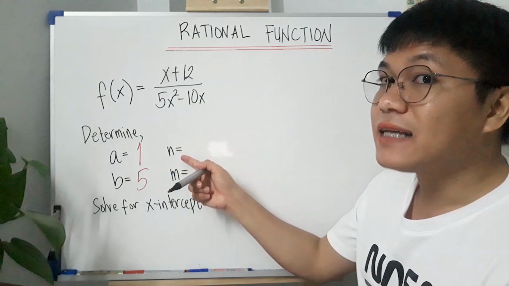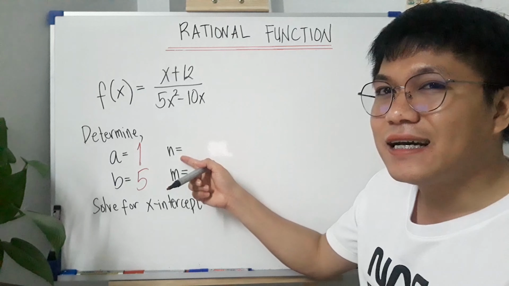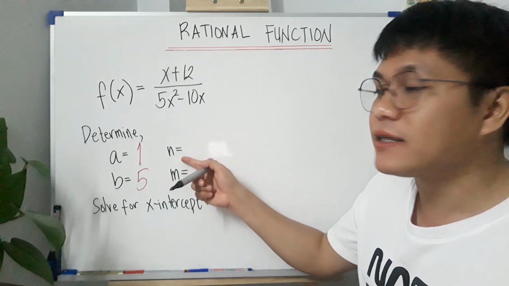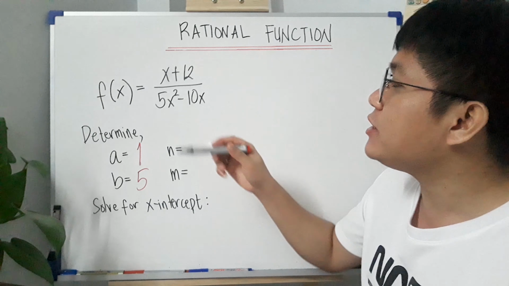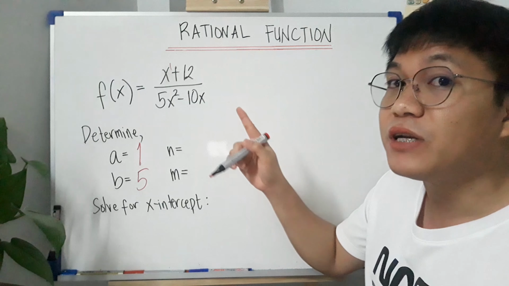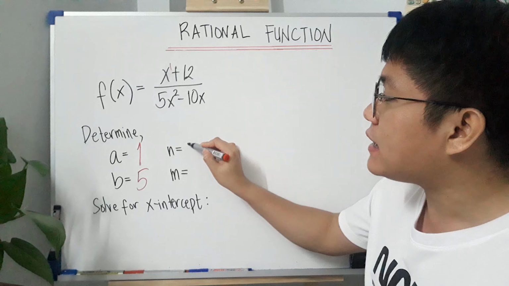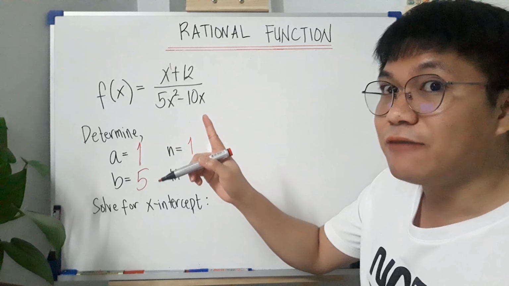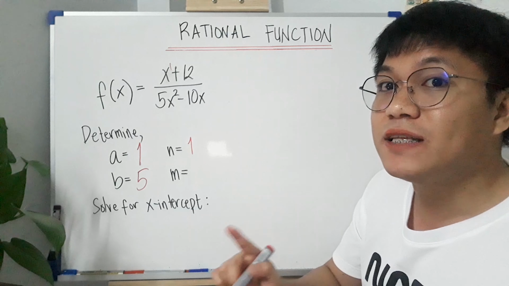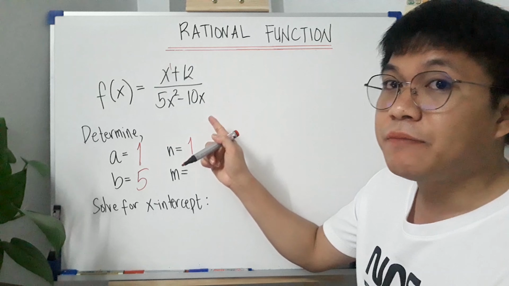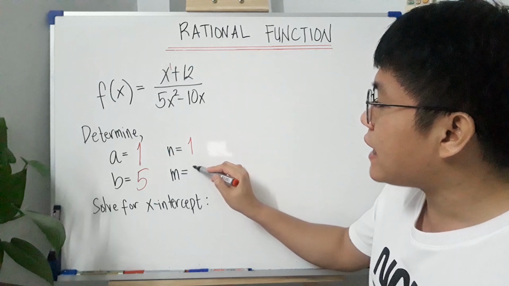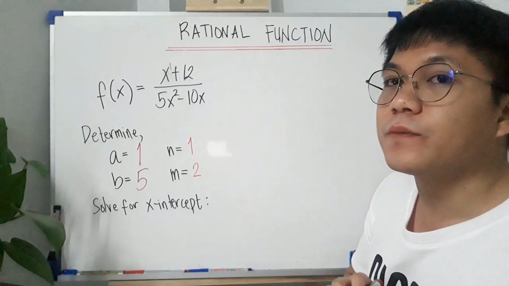And n, as we all know, n is the biggest exponent of the numerator. That means the biggest exponent in the numerator is equal to 1, which is the exponent of x. That means our n is equal to 1. And m is the biggest exponent of the denominator. As you can observe, the biggest exponent in the denominator is 2. So that means our m here is 2.